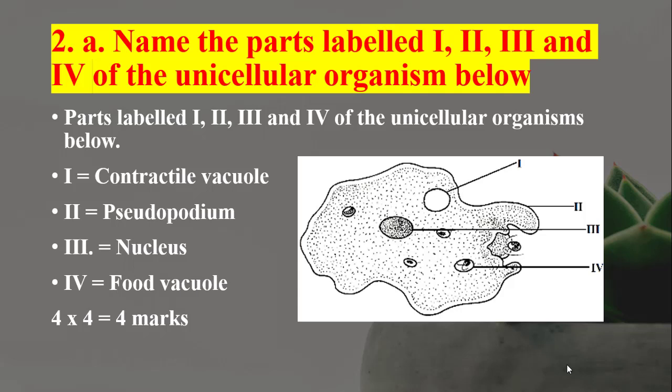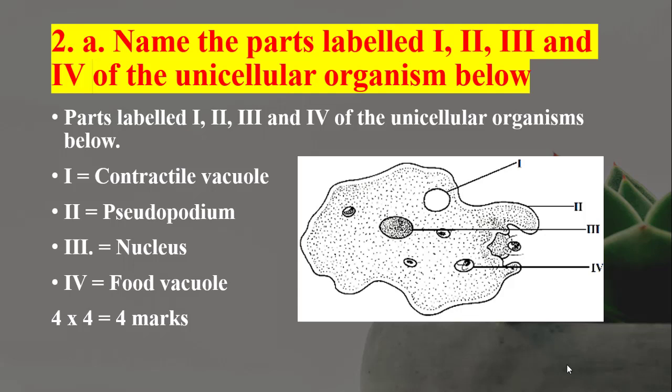The way you know that is the contractile vacuole, one of the ways, is that it's usually a transparent organelle in the drawing. Then you have the pseudopodium, which is an extended part of the cytoplasm of the amoeba. Then you have III, the darkened structure, which is the nucleus, usually quite sizable, quite large, one of the largest in the cell.